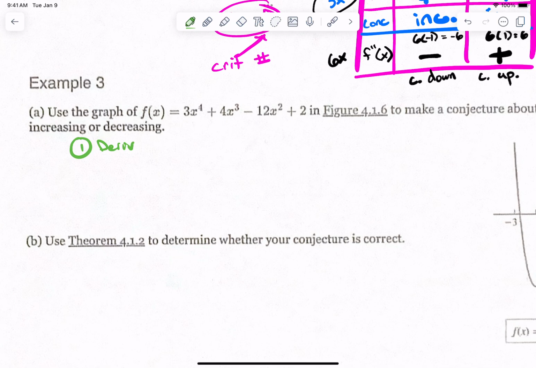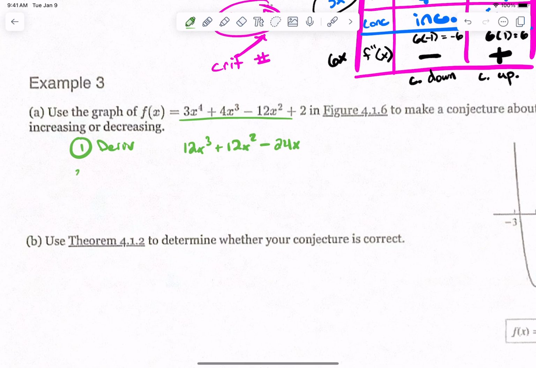What's that derivative going to be? The derivative of this guy: 12x to the third plus 12x squared minus 24x plus 0. Yep, there he is.